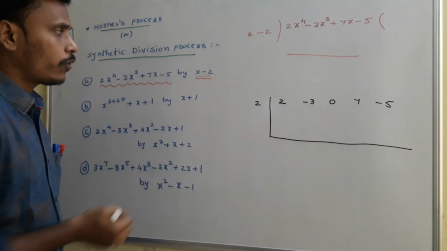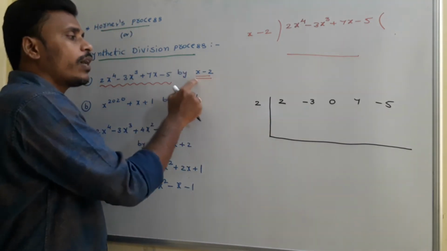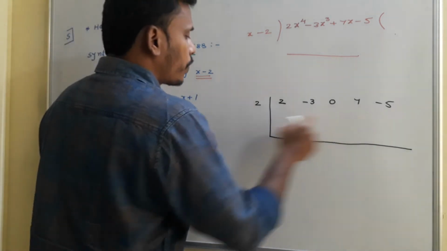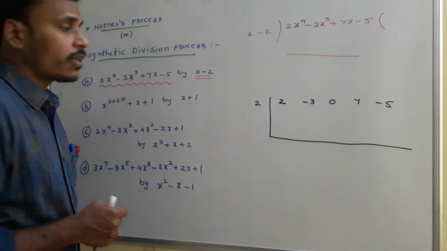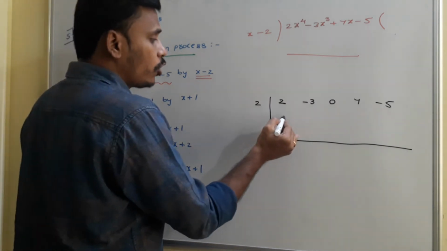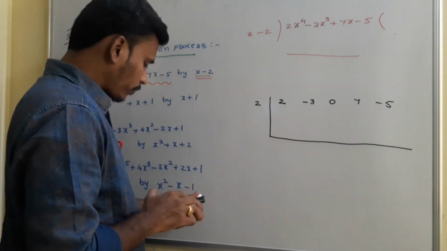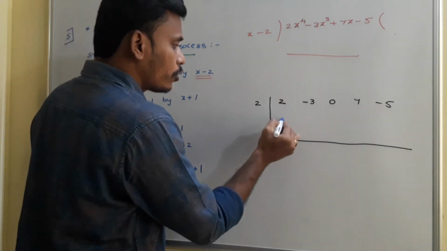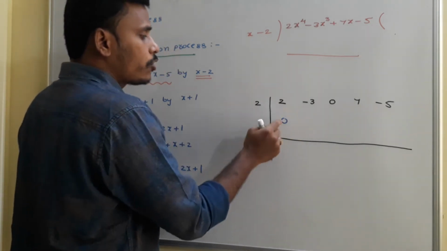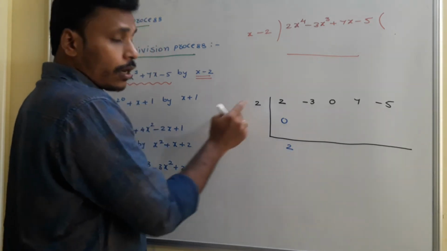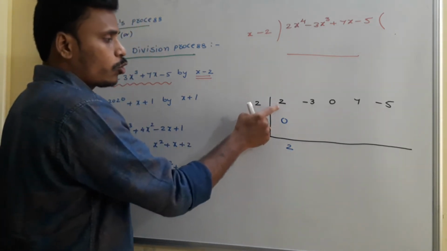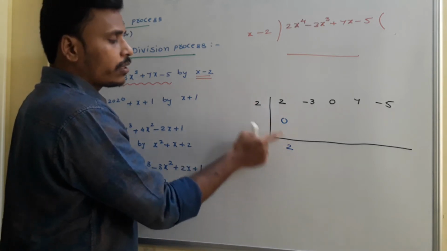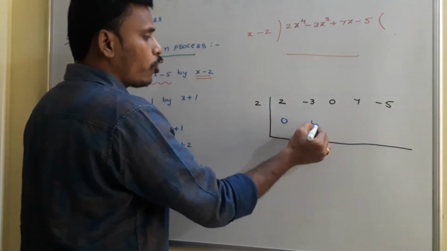Once again, since x minus 2 is the divisor, you need to take 2 here. These are the coefficients. As a process, initially you take 0 here. Observe the approach: 2 plus 0 is 2. Then multiply this number with that 2: 2 into 2 is 4.